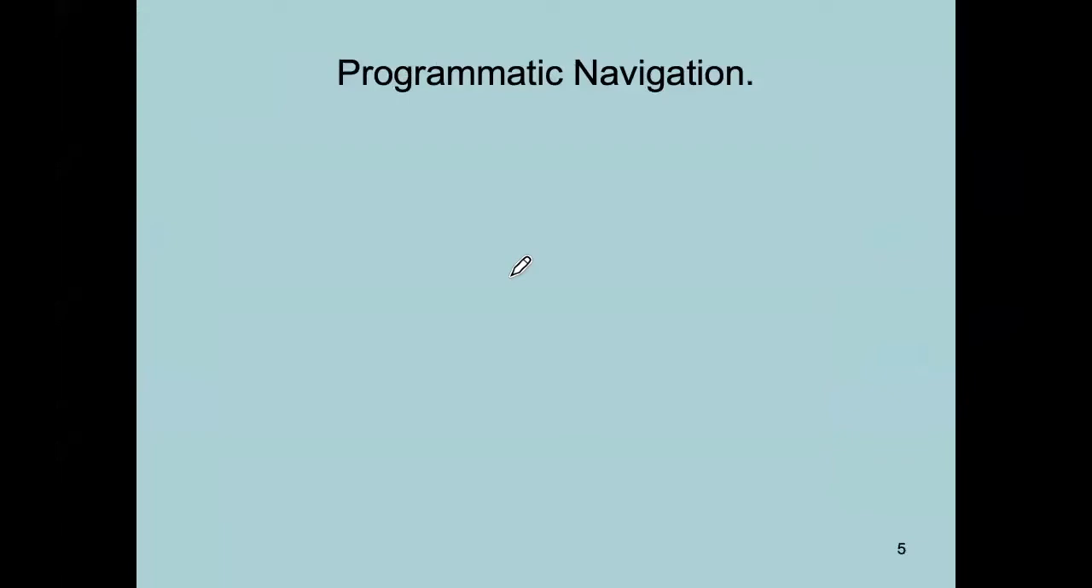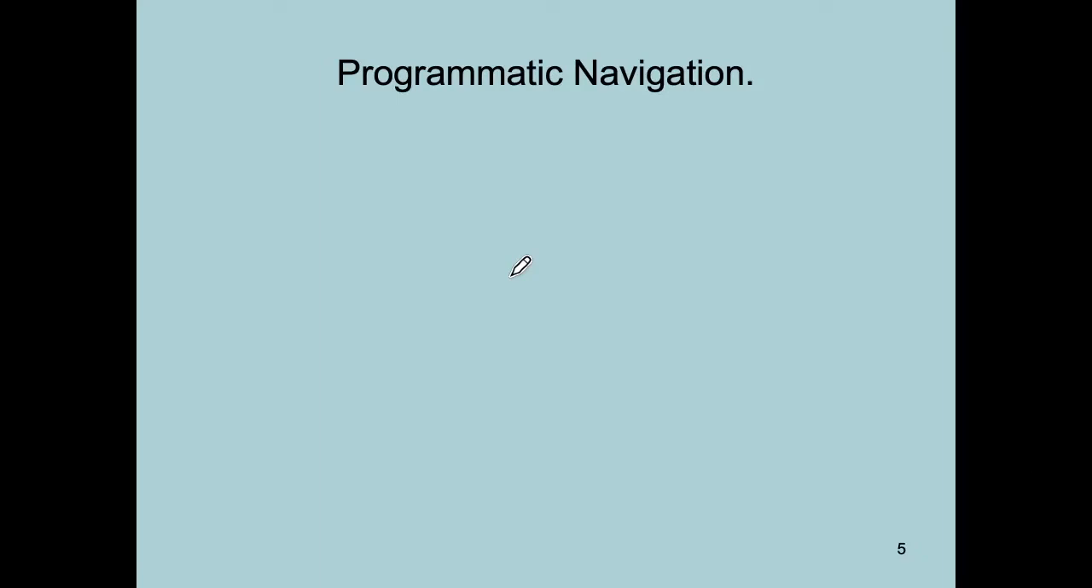Next, programmatic navigation. So far, the only way we can affect navigation in our app, or in a React app, is through hyperlinks using the Link component. But sometimes you may want to trigger navigation, and by navigation, I mean trigger the change of the browser's URL address bar. You want to trigger that from within your JavaScript code.